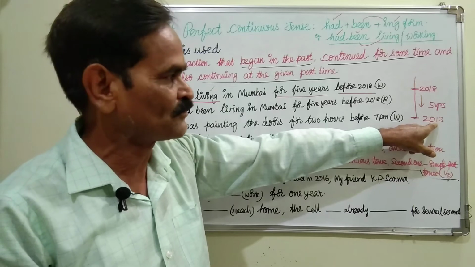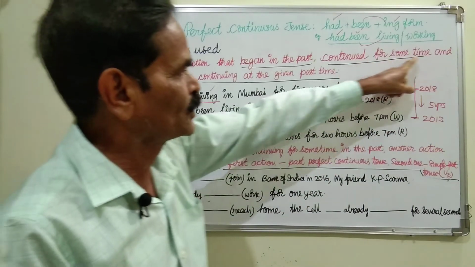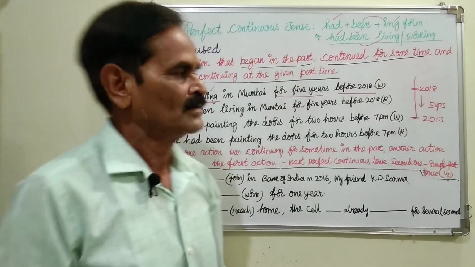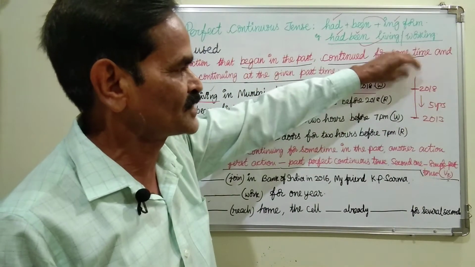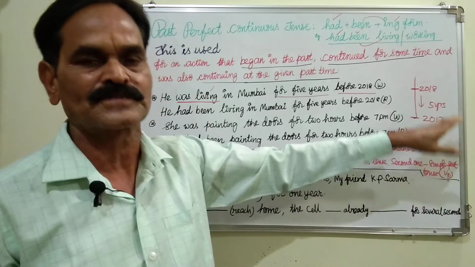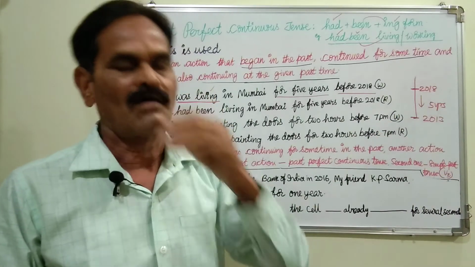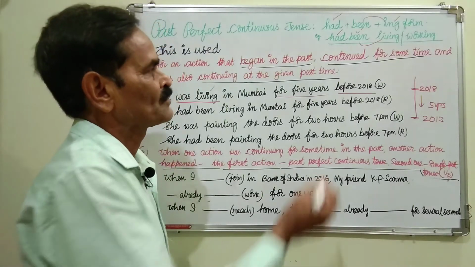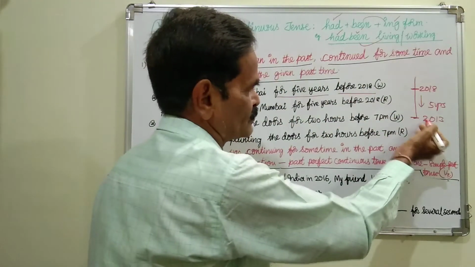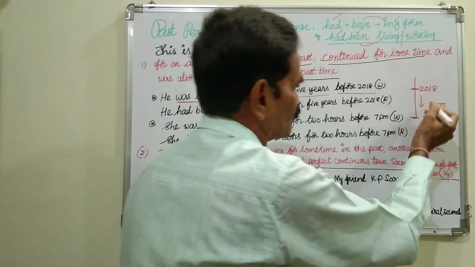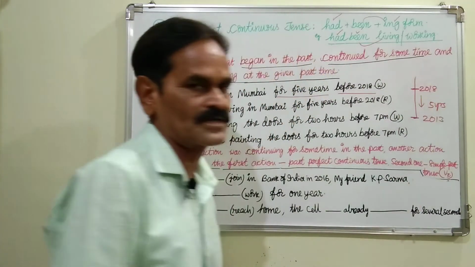This is past time and it continued for some time. It continued for 5 years. This sometime may be years, months, weeks, days, hours, minutes, or decades. So that action must begin in the past, began in 2013, and continued for some time, continued for 5 years.